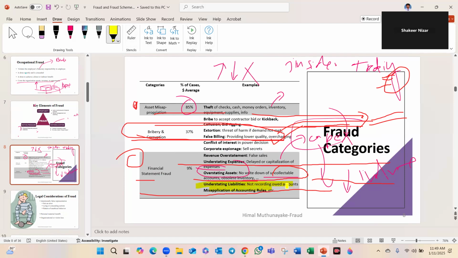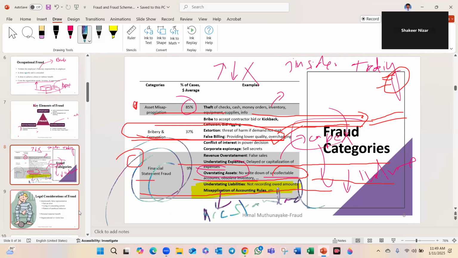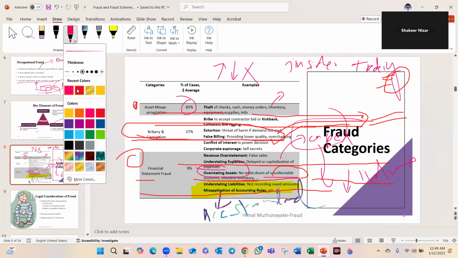Understating current liabilities, not recording liabilities, misapplication of the accounting rules. You are violating the fundamental accounting principles, even the standards. Applying accounting standards based on your preference is punishable, right? Your departure from the accounting standard is also some kind of financial statement fraud, right? Okay. I think it's clear for you.